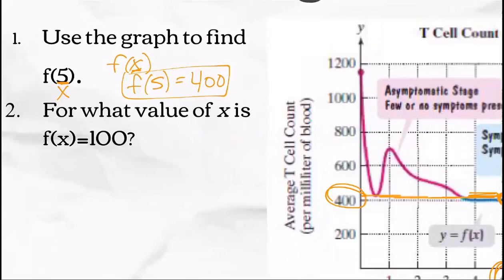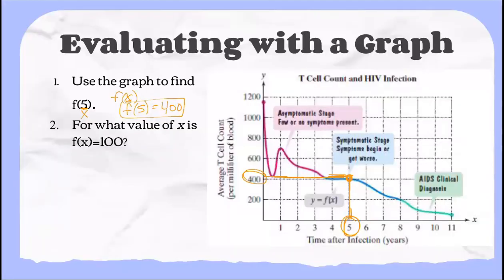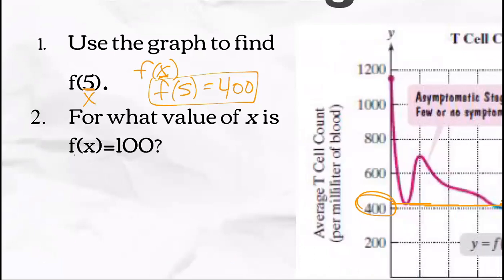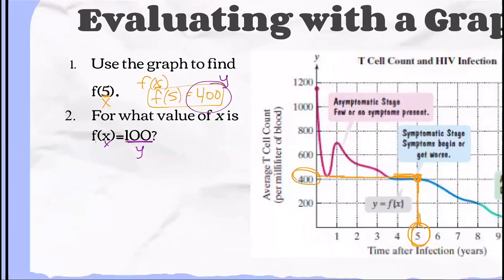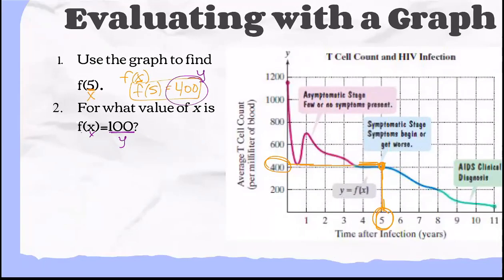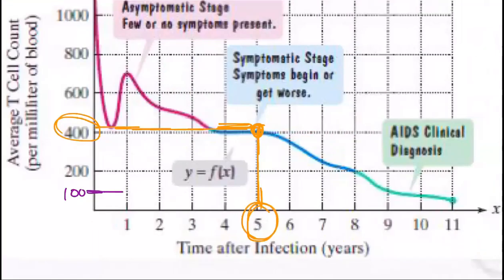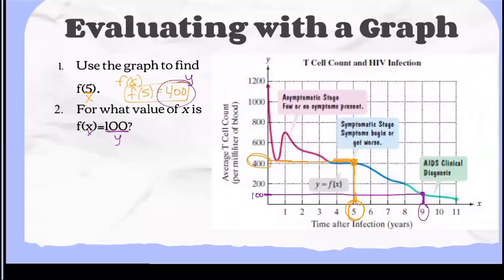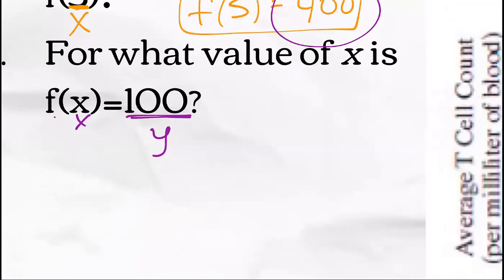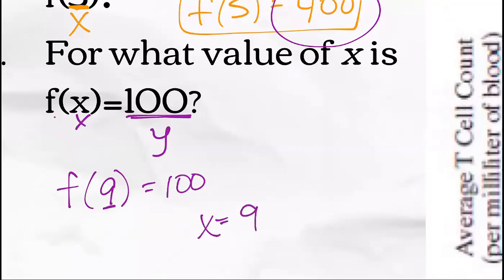All right, so now it says for what value of x is f of x equal to 100? So remember, this is the x value. This, remember, was our y value. So they're giving us our y value this time and we're working backwards. So I go to the y value of 100, which it looks like it would be, let's say about there, is 100. So I would draw my line over. And it looks like I'm hitting right here. Well, what x value is that? It looks like 9. All right, so for what value of x, I would say f of 9 equals 100. Or you can say x equals 9.